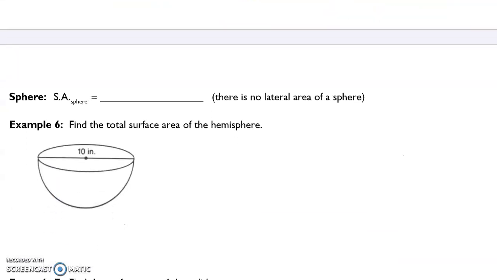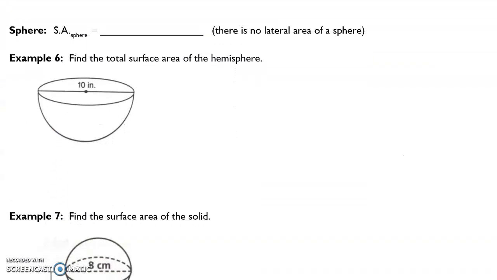Well, last but not least for the day is talking about a sphere. When we are dealing with a sphere, our formula is 4 pi r squared. There's no lateral area of a sphere because there's no true base for a sphere.